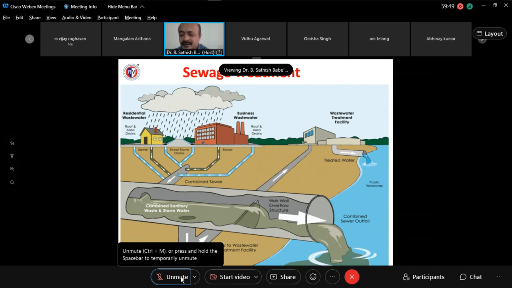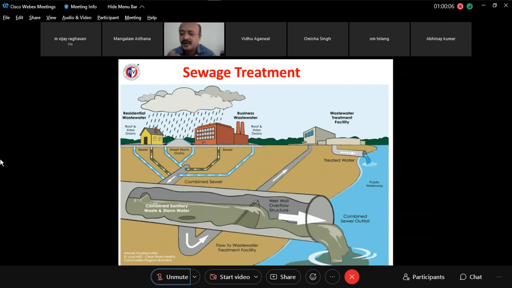It doesn't require any treatment because it is not polluted. Or you can use it for some other purposes. You just purify it and use it, whereas this sewage should be treated properly before you discharge it into the river or lakes or any other water bodies, right? So this kind of process is done in sewage treatment. There are different stages of sewage treatment.